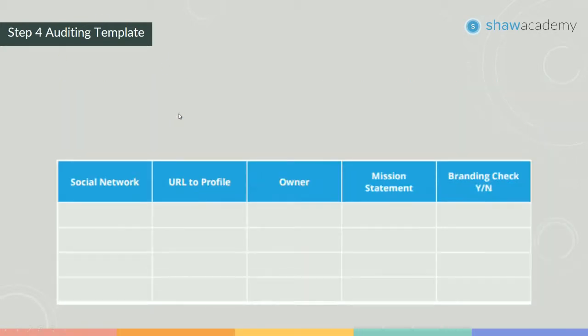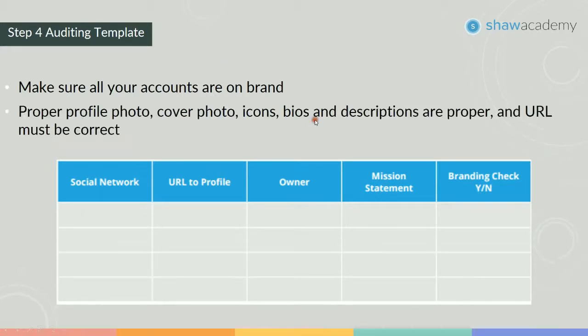Then, step number 4. Make sure all your accounts are on brand. So, for each social network, you have to check the profile, the owner, the mission statement, a branding check. Make sure you know that, yes or no. All the accounts should be under the control of your brand.